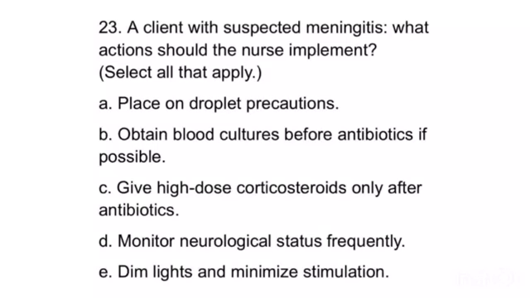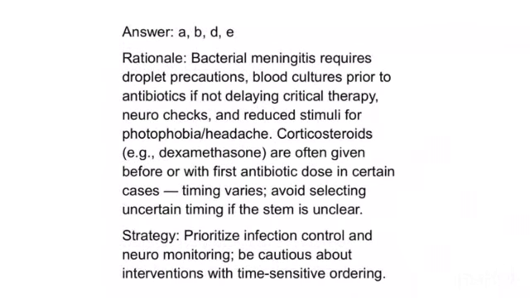23. A client with suspected meningitis, what actions should the nurse implement? Select all that apply. A. Place on droplet precautions. B. Obtain blood cultures before antibiotics if possible. C. Give high-dose corticosteroids only after antibiotics. D. Monitor neurological status frequently. E. Dim lights and minimize stimulation. Answer: A, B, D, E.